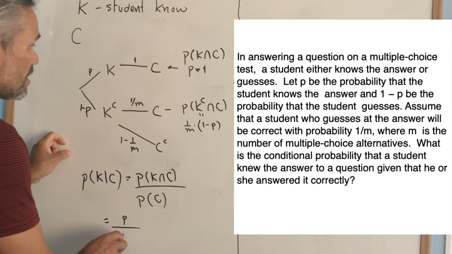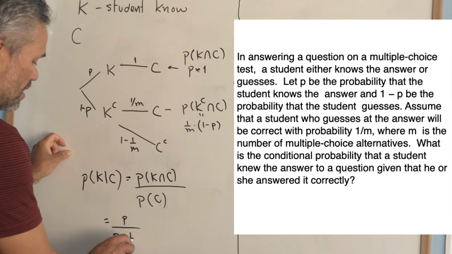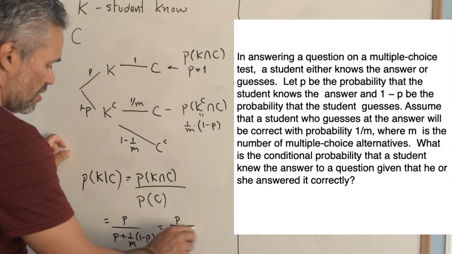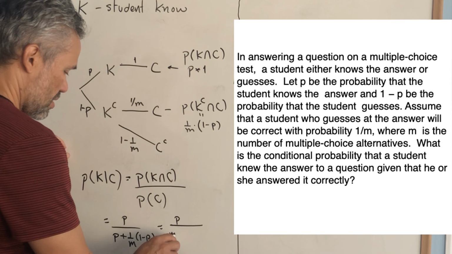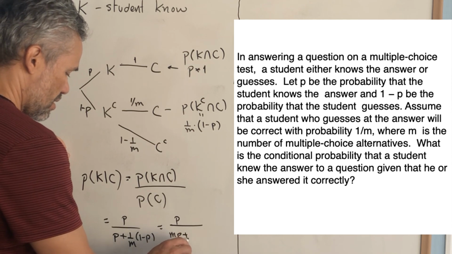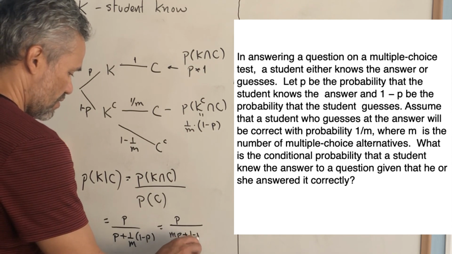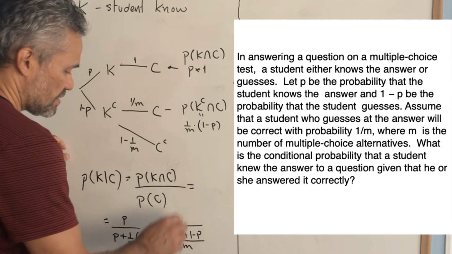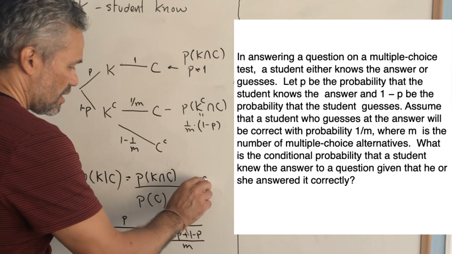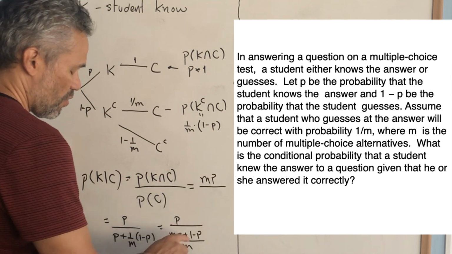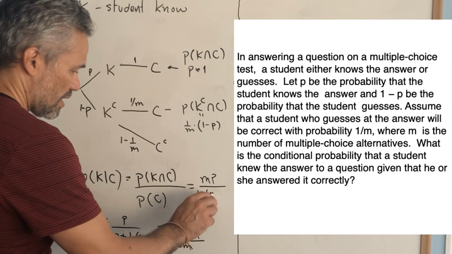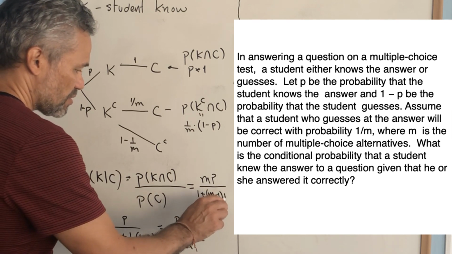This is P plus 1 over m times 1 minus P, and this simplifies as P over P plus 1 minus P over m, and therefore the answer is just m times P over 1 plus m minus 1 times P.